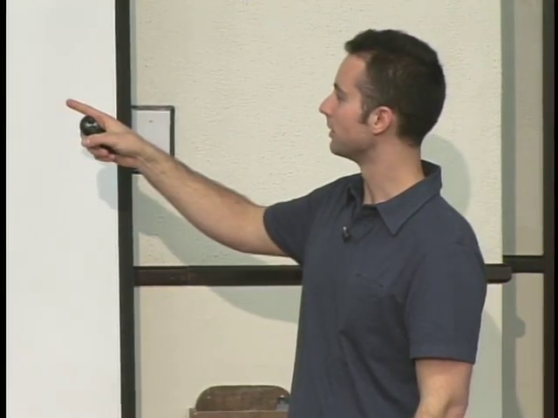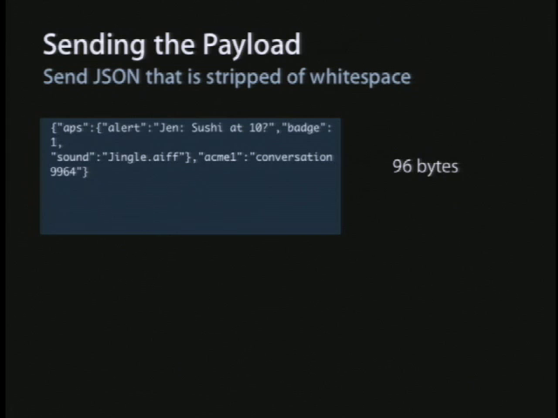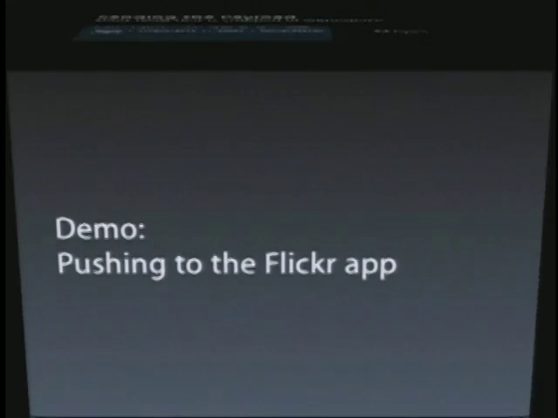Removing the white space from the JSON payload really cuts down the size of your payloads. And the JSON parser, the JSON framework that we use on the iPhone, has an option for just omitting white space, basically getting rid of all the new lines and all the spaces. And that usually gets you like a 2-fold savings in space, which is great.